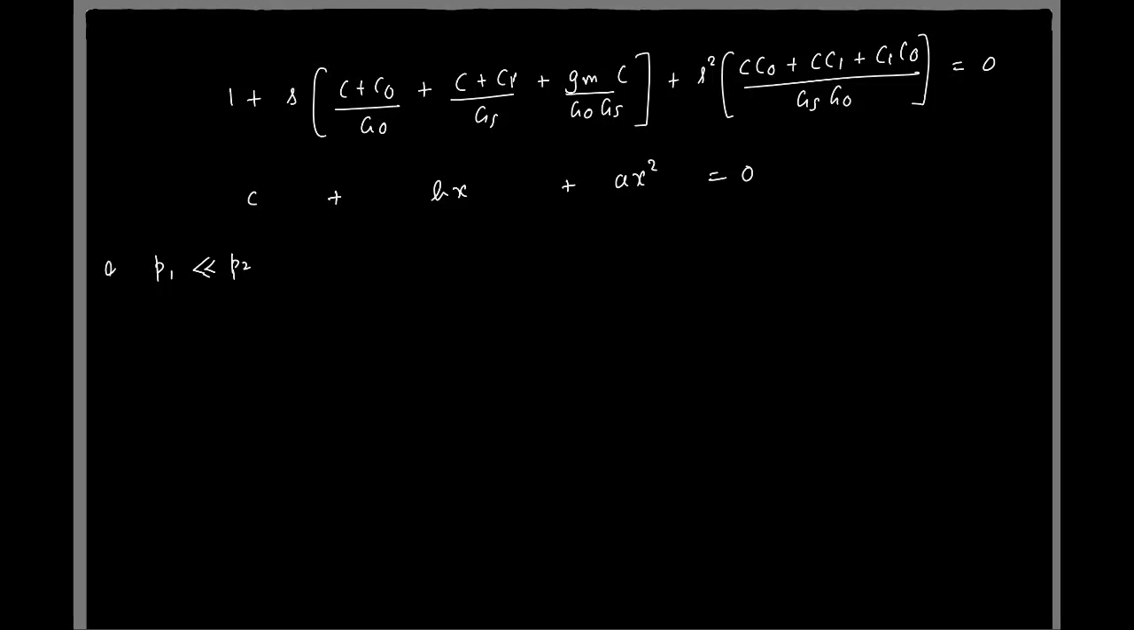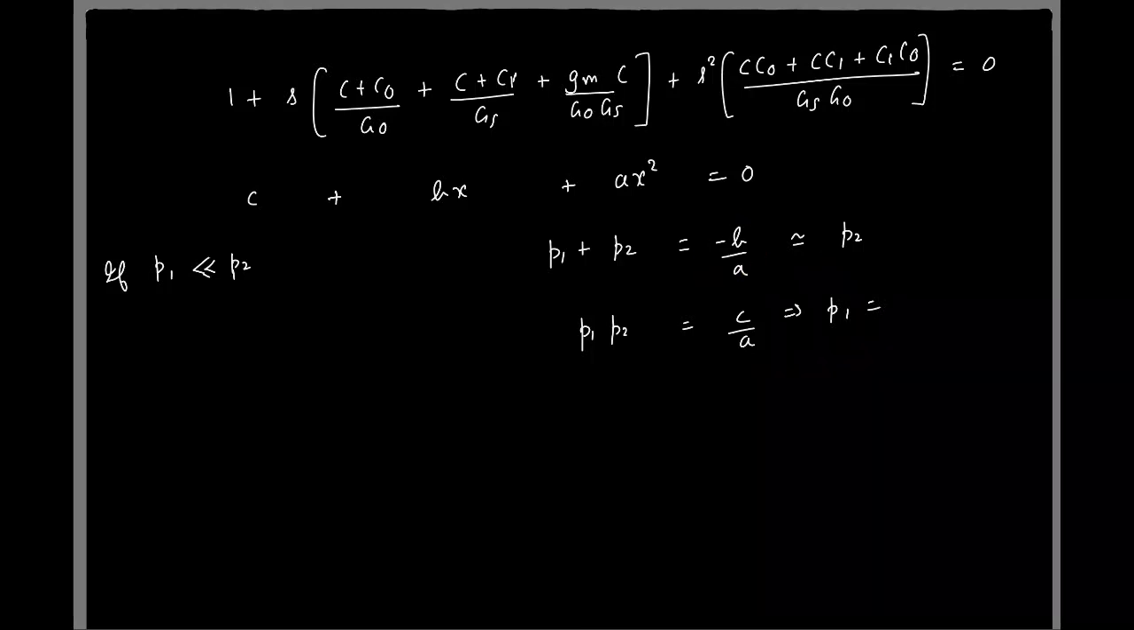Let's assume this. So now you know the sum of the roots is minus b by a. If I say that p2 is much much larger than p1, what is this approximately equal to? P2. So this gives you directly one root. And what is the product of the roots? C by A. So which means what is P1? I know what P2 is. P1 is minus C by B. Okay.